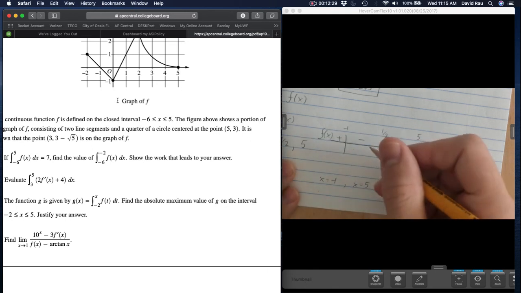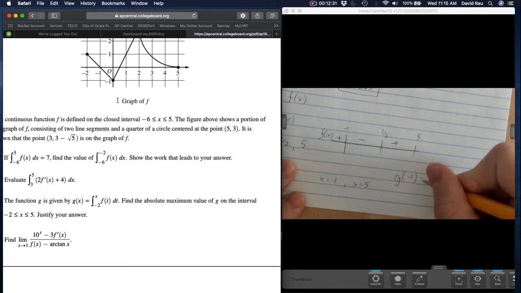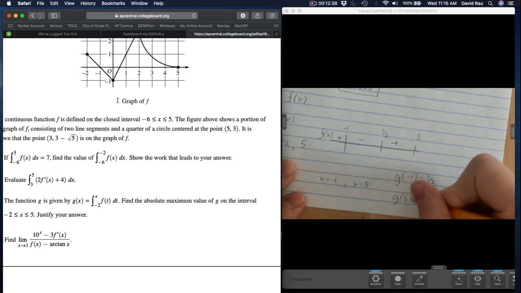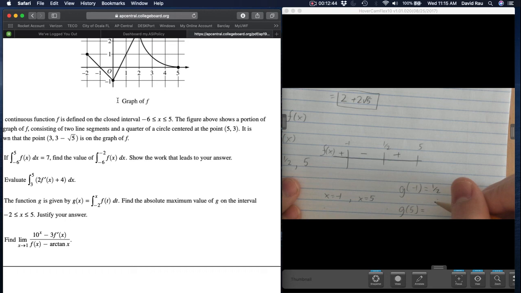Well, g of -1 is actually the integral of f from -2 to -1, and that answer is just 1/2. And then the question is, what is g of 5? And that means what is the integral from -2 to 5? And you've actually already calculated this. The value of this integral from -2 to 5 is 11 minus 9/4 pi, which, trust me, ends up being more than 1/2.